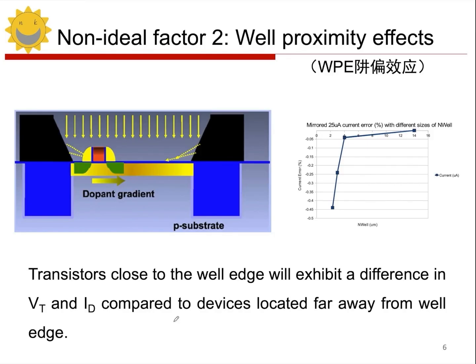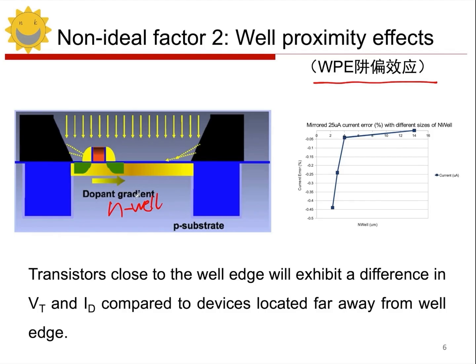All right, let's take a look at the second question, which is about a non-ideal factor called WPE, or well proximity effect. So what kind of effect is this? Let's take a look at this picture. In this picture, the central area is an N-well. So what will happen when we make this N-well? It must be done like this.